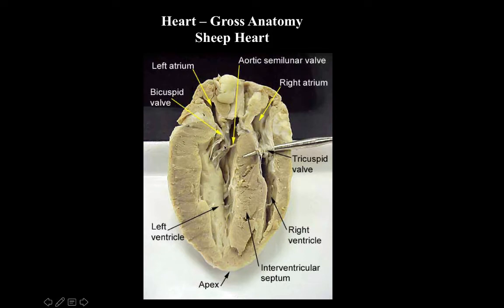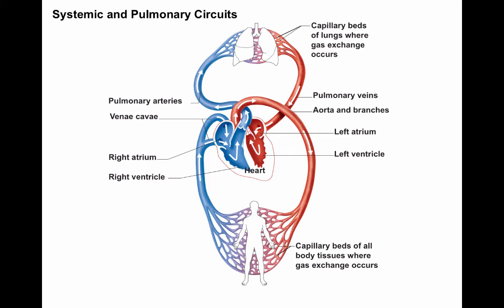Taking a look at the tricuspid and then the mitral valve, these atrioventricular valves leading into the ventricles, and then these ventricles pushing up and out through their semilunar valves to exit the heart either in the aorta or in the pulmonary branch to go to the lungs for oxygenation. The systemic and pulmonary circuits: we hear pulmonary, we think of the lungs, and when we think of systemic, we think of the rest of the body.